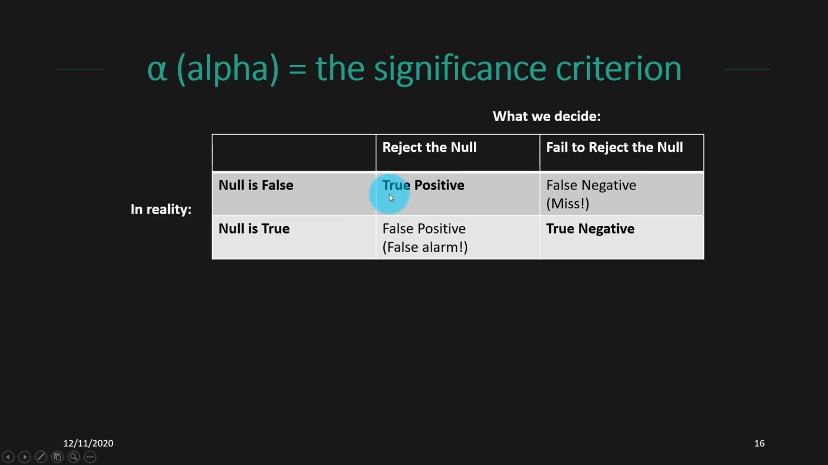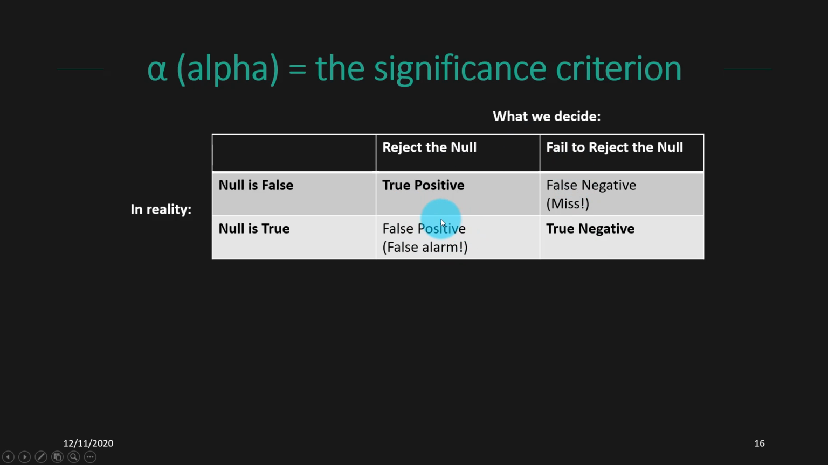Similarly, if we fail to reject the null when the null is true, right, then that's a true negative, right? We've correctly said, I don't feel comfortable calling this a research finding. I'm not going to make any kind of declarations about the data that I observed in my sample and try to generalize them back to the population. That would be a true negative in that situation.